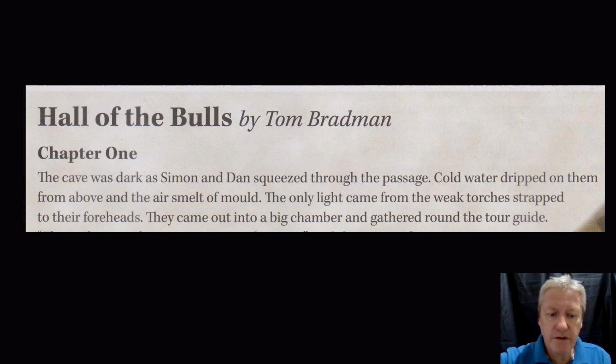We can see in the first two lines, the cave was dark as Simon and Dan squeezed through the passage. Cold water dripped on them from above, and the air smelt of mold. The only light came from the weak torches strapped to their foreheads. So in only 2 sentences, the writer has started to create an atmosphere so the reader can feel what it's like to be there.